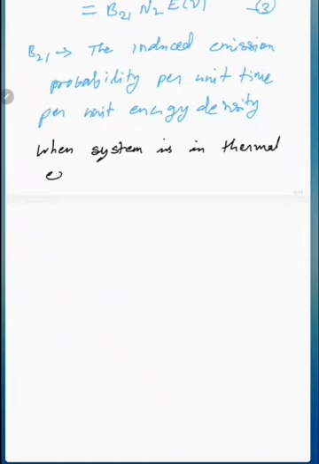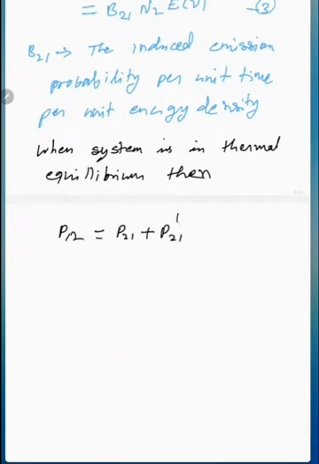When the system, that means the atomic system, is in thermal equilibrium, then the total number of absorptions will be equal to the total number of emissions. That means we can write P12 will be equal to P21 plus P21 prime. Here P12 is the probability of absorption transition, P21 is the probability of spontaneous transitions, and P21 prime is the probability of stimulated transitions.